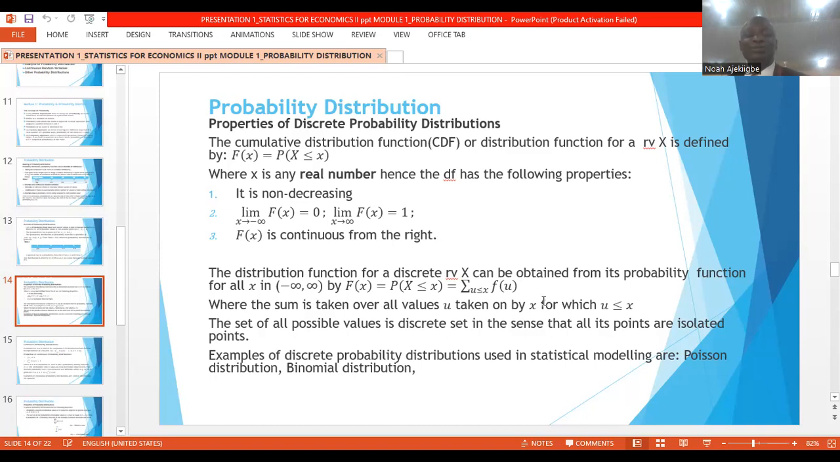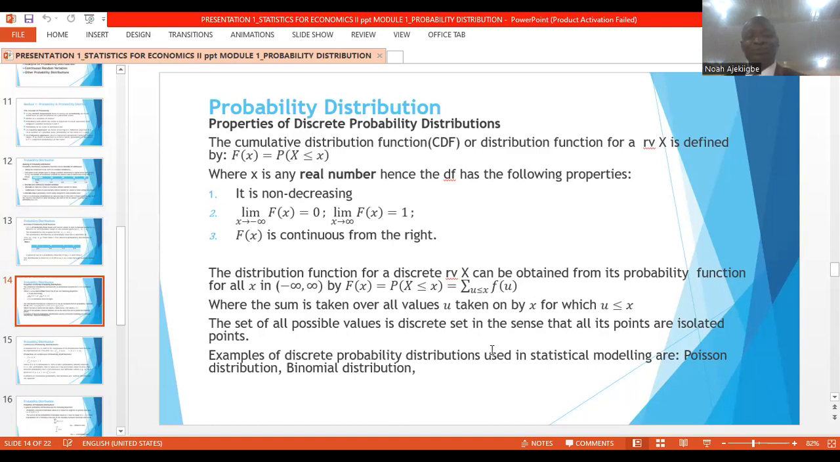So the summation, like I've said, is equal to 1. And f of x, the probability of x, is less than or equal to 1. Where the sum is taken over all the values of the random variable that we have, then we have the summation of those values less than or equal to x. So the set of all possible values is a discrete set, in the sense that all the points are isolated points. That means, like I said, they are integers.